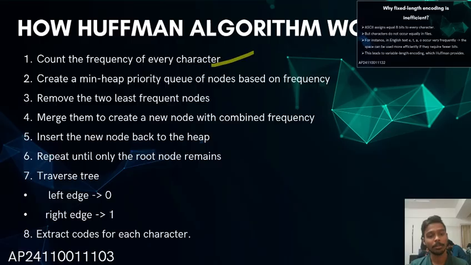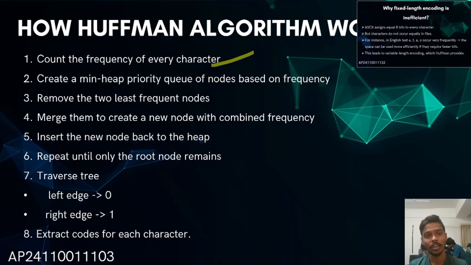Let's talk about step 8. Extract codes for each character. Finally, we read off the binary codes for each character. These codes are then used to encode the original text, significantly reducing the amount of memory needed.